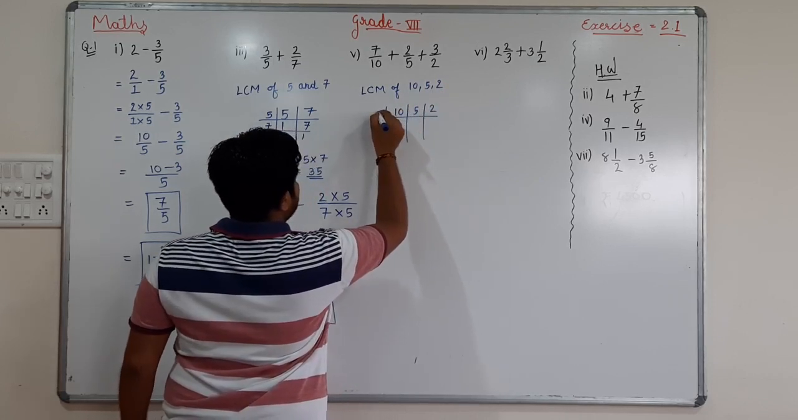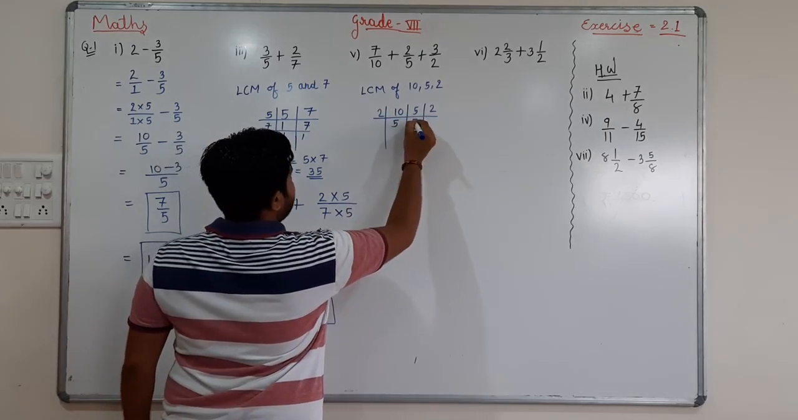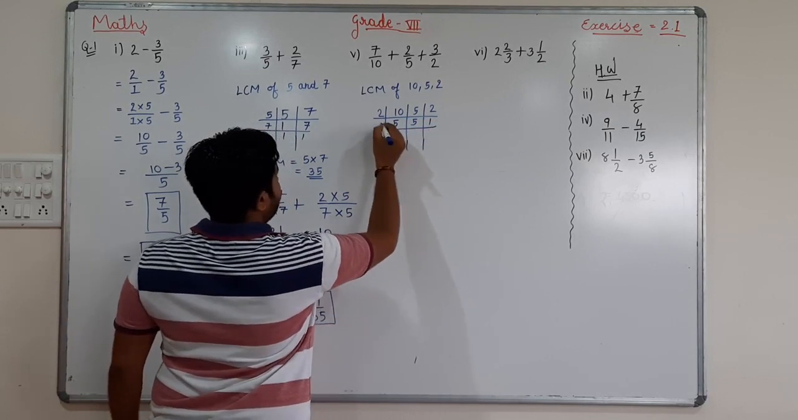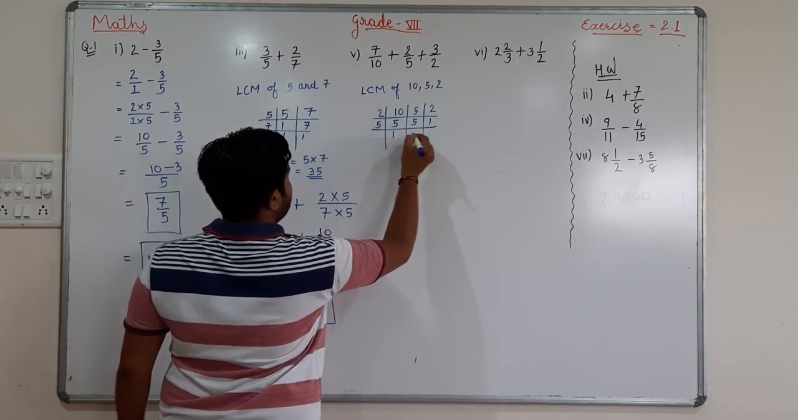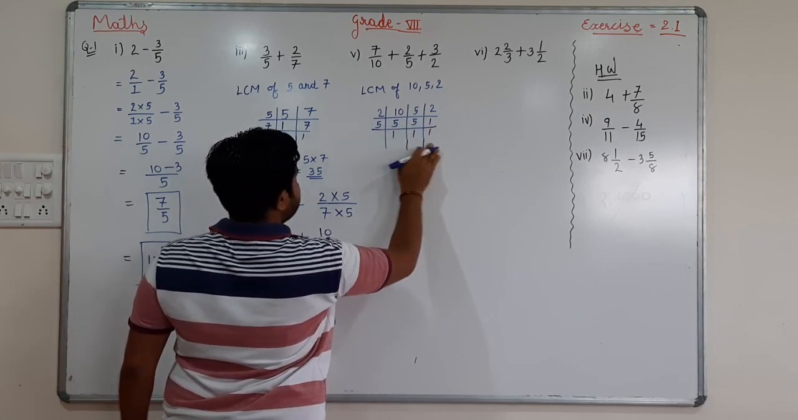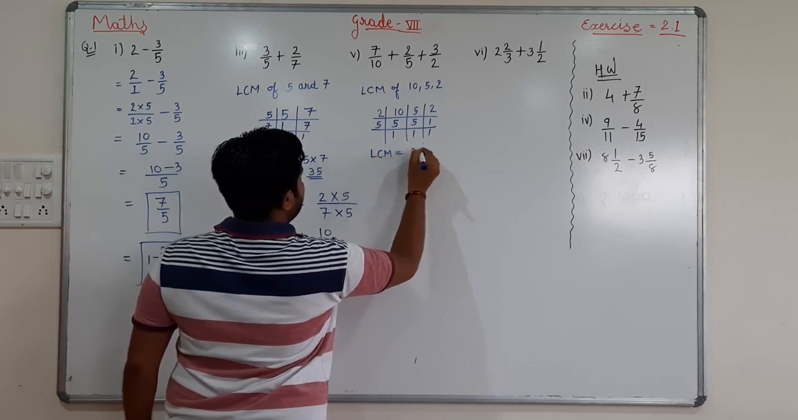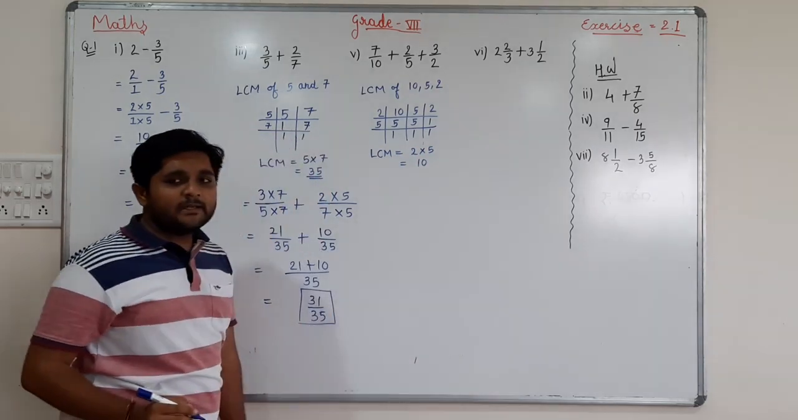So first of all let me divide by 2. 2 5s are 10, 5 as it is, 2 1s are 2. Now 5, 5 and 1. So let me divide it by 5. 5 1s are 5, 5 1s are 5, 1 as it is. So LCM is equal to 2 multiplied by 5. So it's 10. So we got LCM 10.